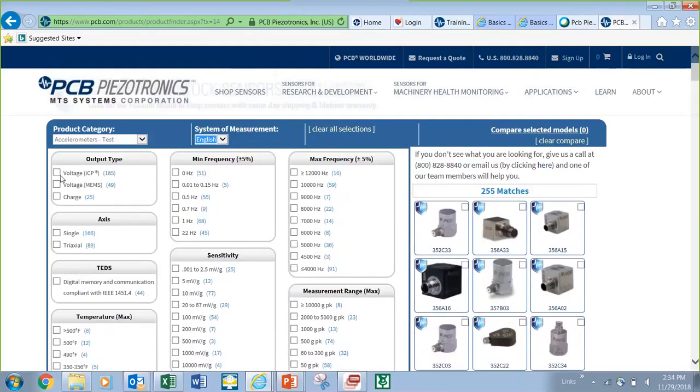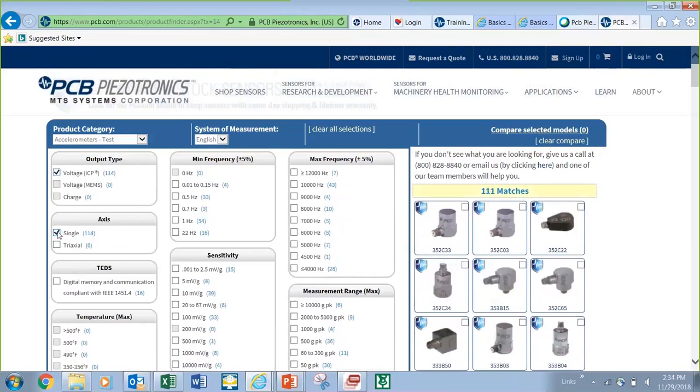Now, after looking at that, let's take a look and populate a couple choices. So let's select voltage. Let's select single. And as you select various ranges, the sensors to your right begin to populate. And there's 111 matches for single axis voltage ICP. And then once you select a sensor that looks right to you, then you can click and get its actual specifications, or even compare multiple accelerometers if desired.